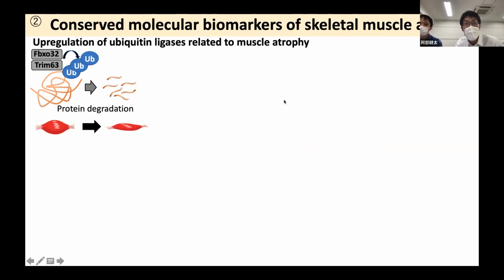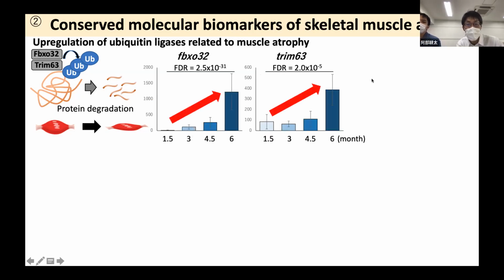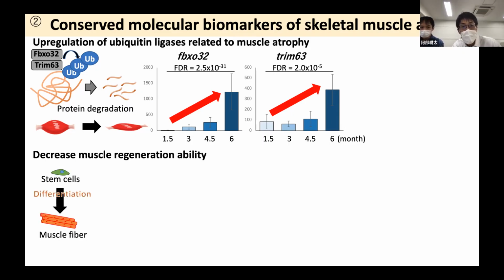One very well known conserved biomarker of vertebrate skeletal muscle aging is upregulation of ubiquitin ligases. As you know, polyubiquitination of protein causes protein degradation. And it is very well known that in vertebrates, including human, abnormal upregulation of FBXO32 and TRIM63 causes abnormal protein degradation, which leads to aging-related muscle atrophy. And notably, we found that the expression levels of these genes are actually dramatically upregulated also in killifish muscle during the course of aging. In addition, we also found that another very well conserved biomarker, decrease of muscle regeneration ability, is also conserved in killifish.